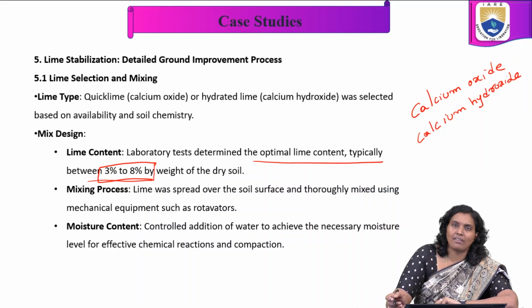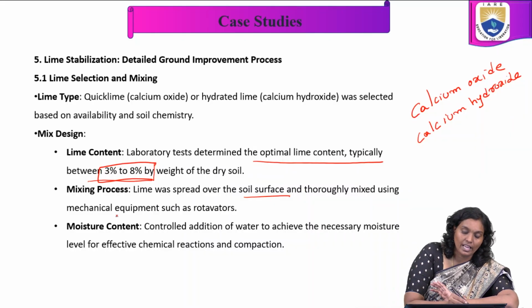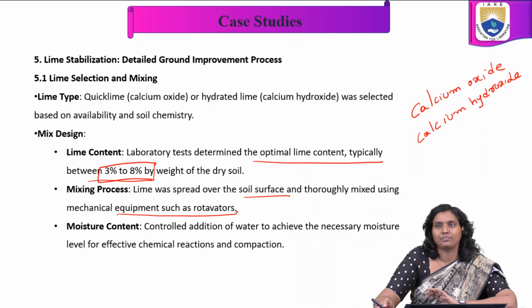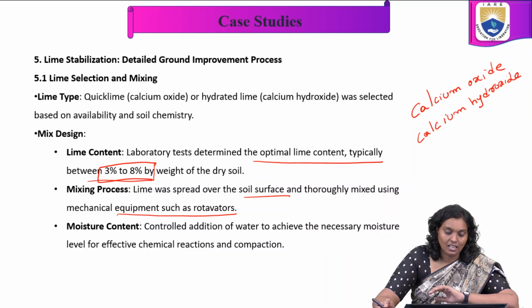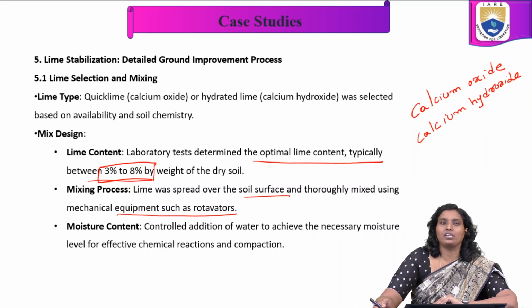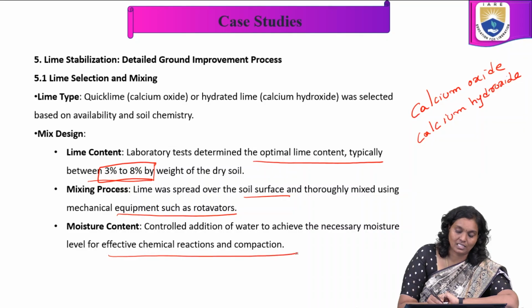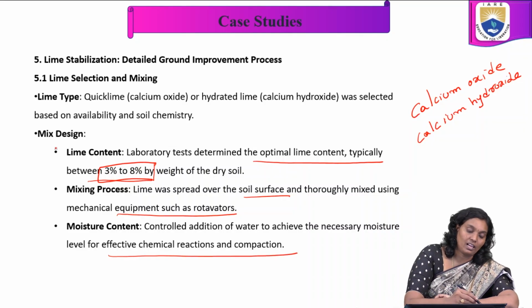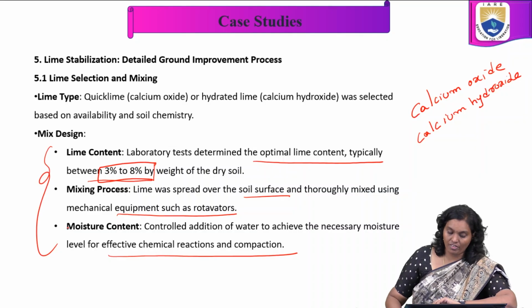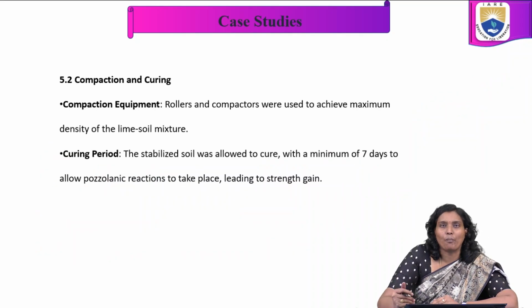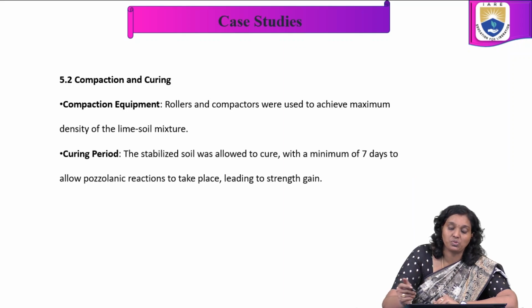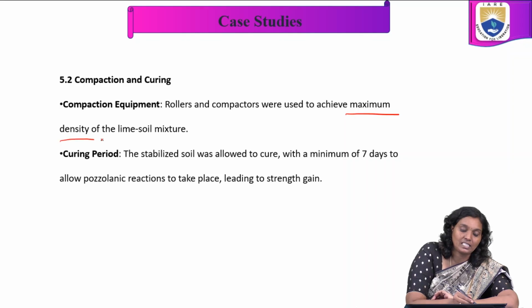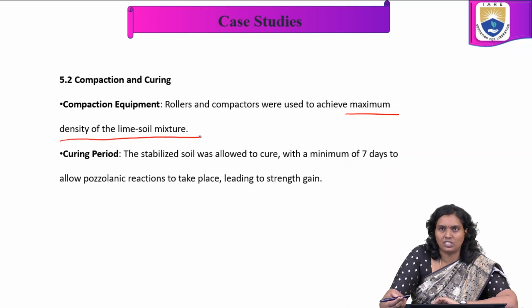In the mixing process, lime was spread over the soil surface and thoroughly mixed using mechanical equipment such as rotovators. For moisture content, water was added in a controlled way to achieve the necessary moisture level for effective chemical reactions and compaction. These are the steps involved in mix design. In compaction and curing, compaction equipment such as rollers and compactors were used to achieve maximum density of the lime soil mixture.